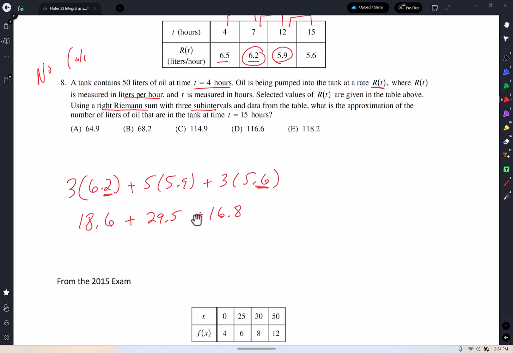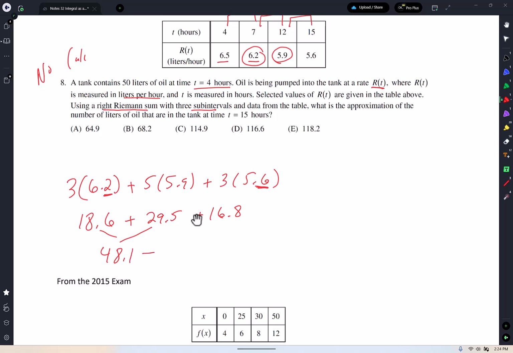And now let's see. What am I going to do first? I think I'm going to do these two first. So I'm going to add 29.5 and 18.6. 29, I'm going to add 20 and then subtract 2. 39, 49, subtract 2. 49, 48, 47. 47, and I'm going to add 1.1. 47, 48.1. That's what I got right there with those two.